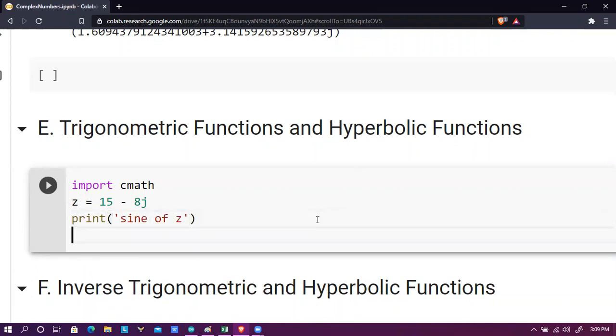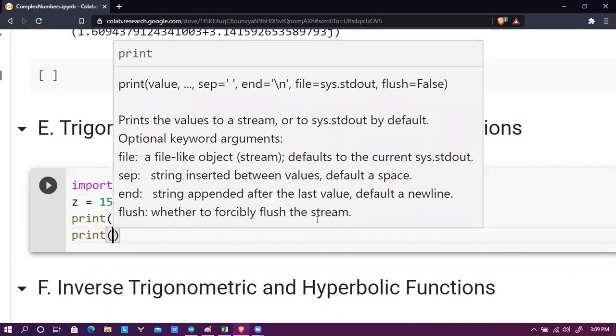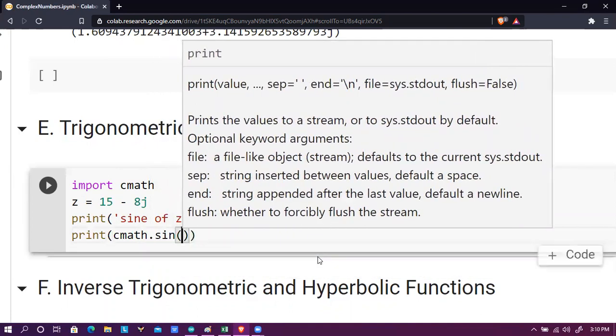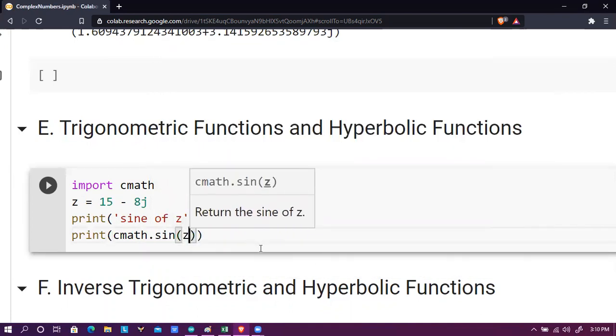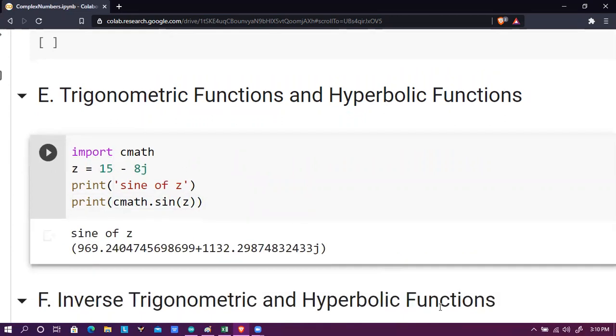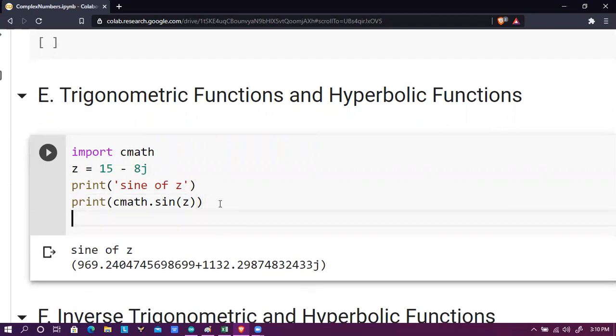So the sine of Z is simply, you can use cmath.sin. That's how you put cmath.sin and put Z here. Print cmath.sin of Z because we are taking the sine of the complex number Z. Easy? Yes, very easy if you are using complex numbers. Let's print line.